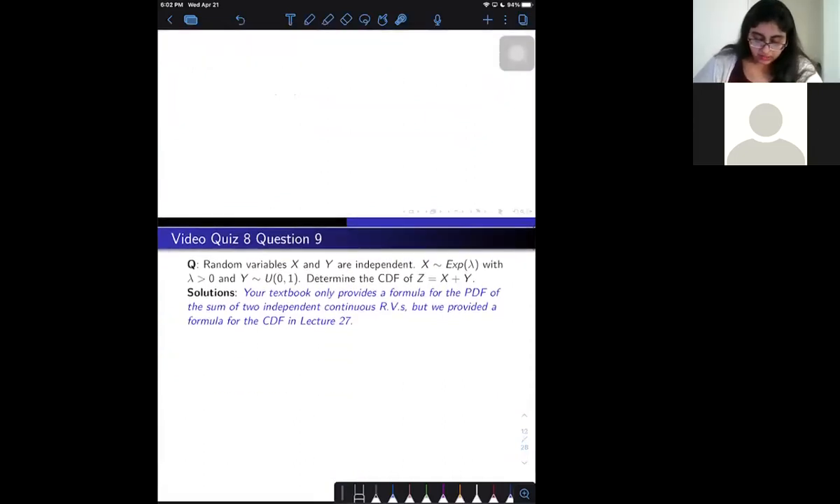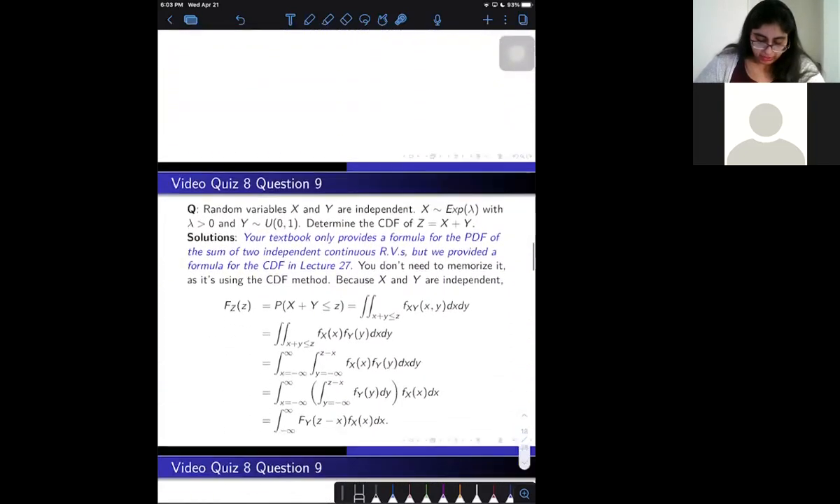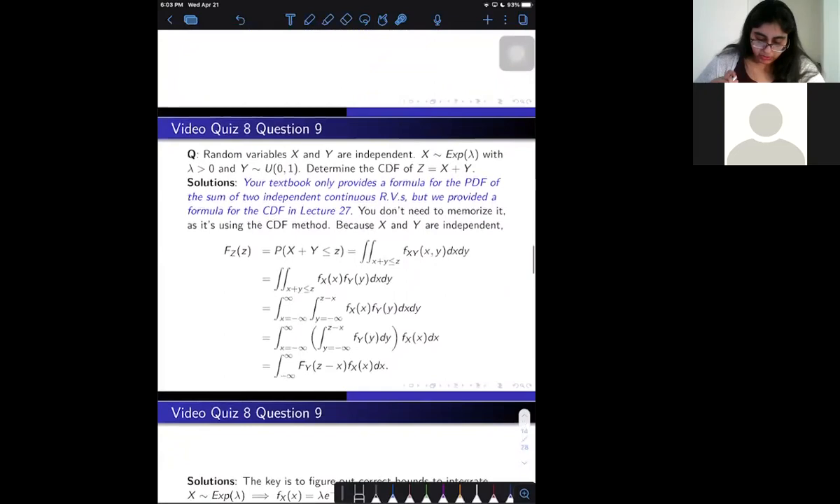Here she mentions that the textbook only provides a formula for the PDF of the sum of two independent continuous random variables, but we provided a formula for the CDF in lecture 27. Okay. All right, so let's see how we would do this.